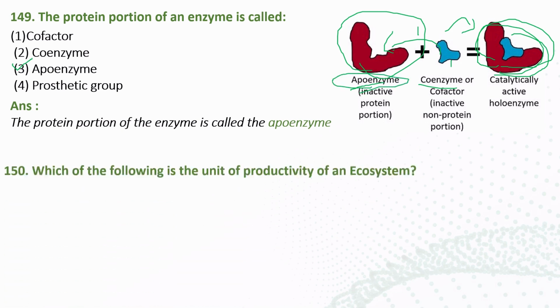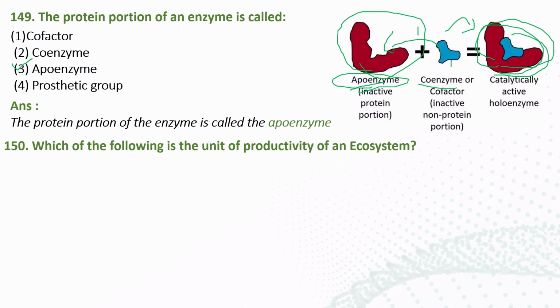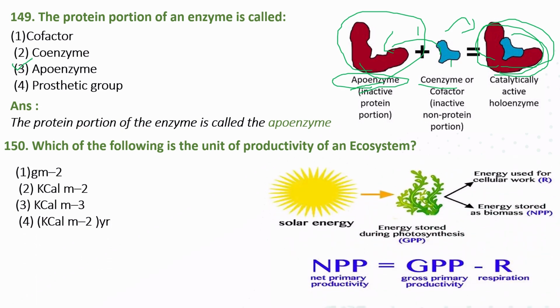We will move on to the last question from this video, which is: which of the following is the unit of productivity of an ecosystem? Normally we know how the productivity of an ecosystem is calculated. In a plant ecosystem, plants absorb solar energy and show some gross productivity through the photosynthesis process. In that gross productivity, there is also energy used for cellular work and energy stored in the biomass. That is nothing but net primary productivity.